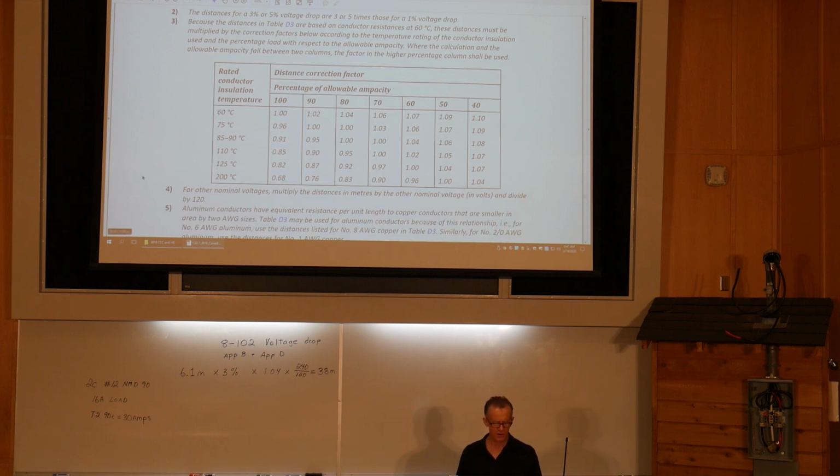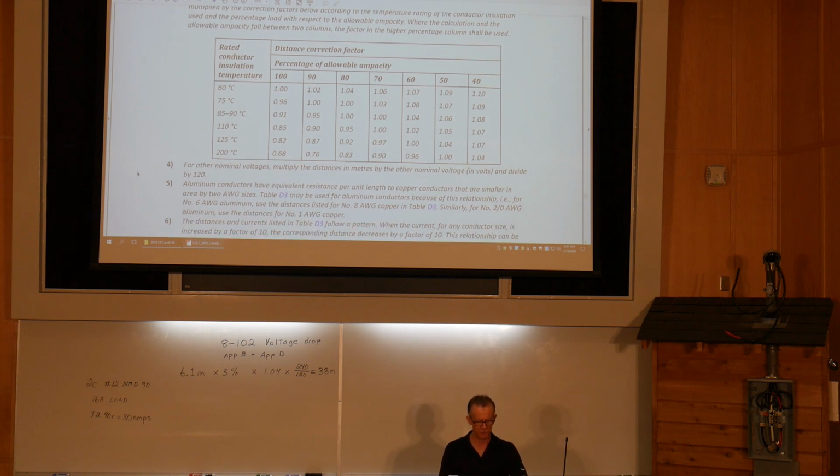Note 4. For other nominal voltages, multiply the distances in meters by the other nominal voltage and divide by 120. So the table is based on a 1% voltage drop, so if we need 3, we multiply the number by 3. And if your circuit is 240 volts instead of 120 volts, we'd multiply the number by 2. And if it was 347, etc. So you do the math in the equation.